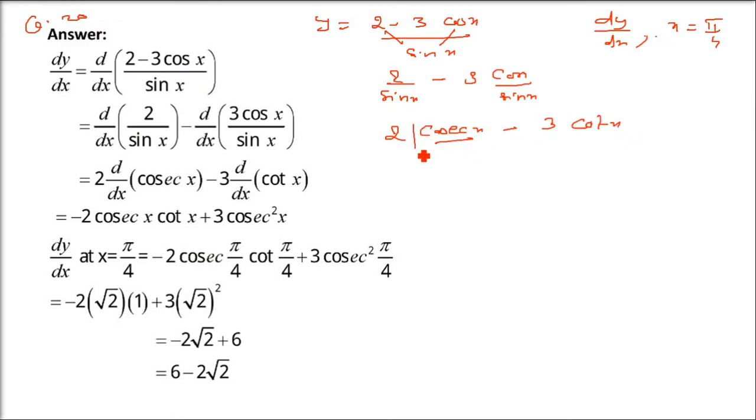Now let us take the differentiation. So dy by dx of cosec x is minus cosec x cot x, and minus 3 cot x gives minus 3 times minus cosec square x. So minus minus becomes plus, it's plus 3 cosec square x. Now x is equal to pi by 4. When we have pi by 4, we know sin pi by 4 and cos pi by 4, that is sin 45 degree and cos 45 degree, is equal to 1 by root 2.